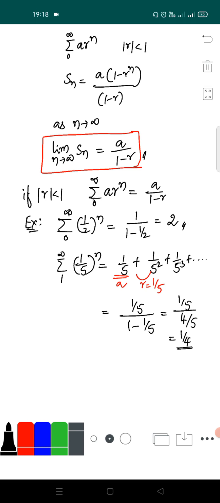Now the application of this one is quite fascinating here, the application of the geometric series. Now we see the application here.